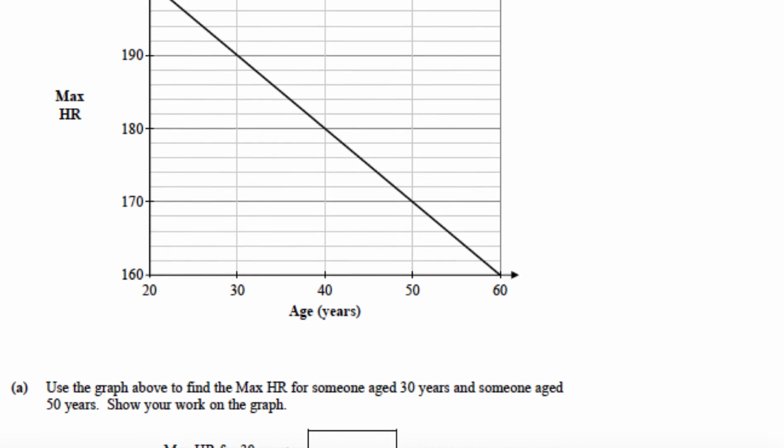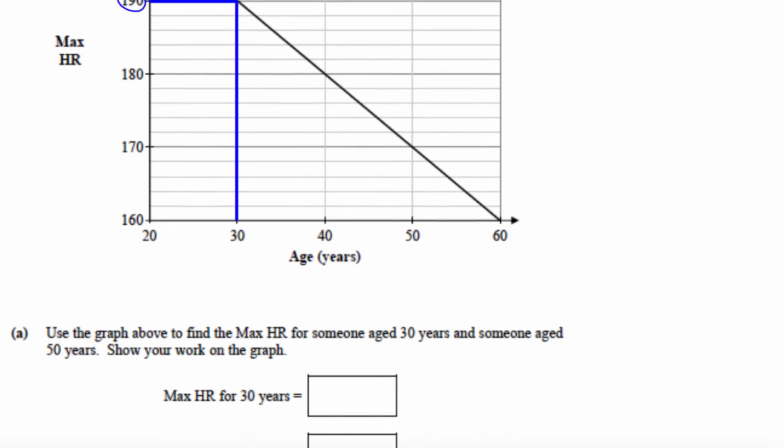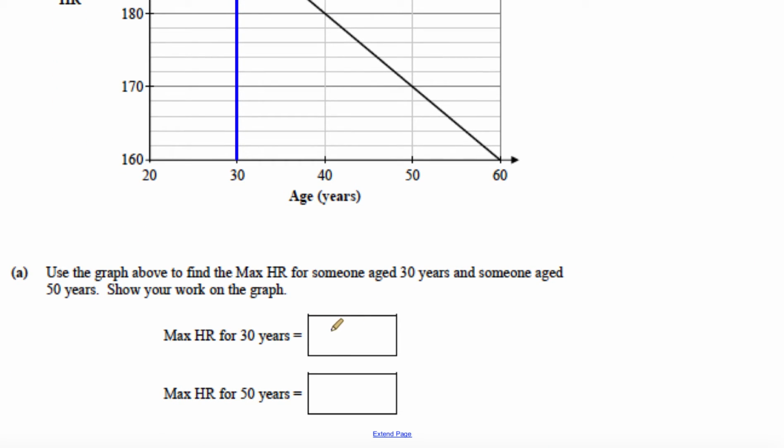Okay, for somebody aged 30 years, that would be 30 years here. So we go up from 30 years till we hit the graph there. And then we go across. And that value there is the max heart rate, which is 190. So max heart rate for 30 years is 190.